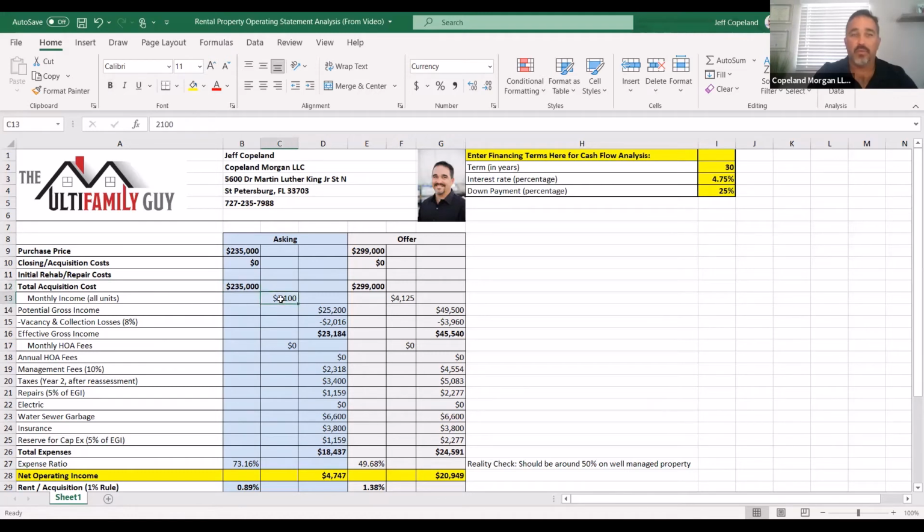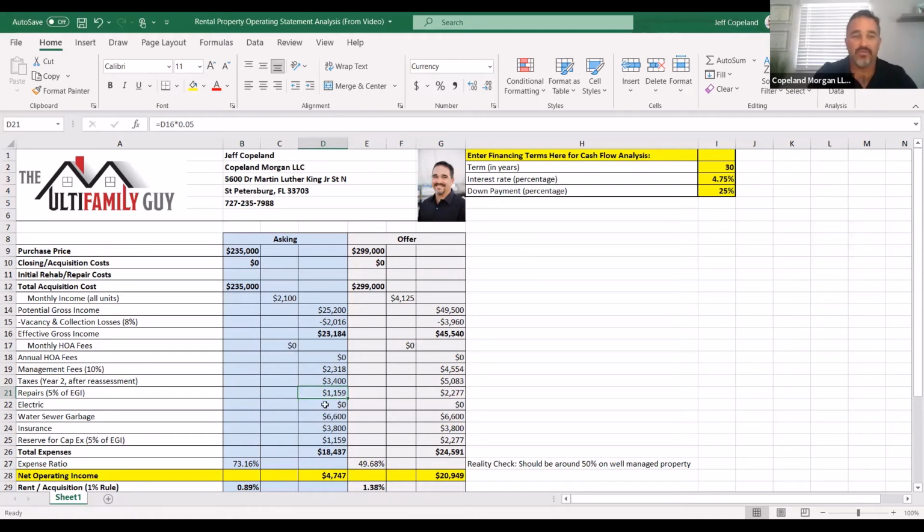Monthly income of 2,100 a month gives us, times 12 months, a potential gross income of 25,200. We're using 8% as our vacancy and collection loss, which gives us an effective gross income of 23,184. There is no HOA. We said management fees are 10%. We said taxes year 2 after the reassessment are going to be 3,400. We said the repairs, 5% of our effective gross income sounds realistic, 1,159.